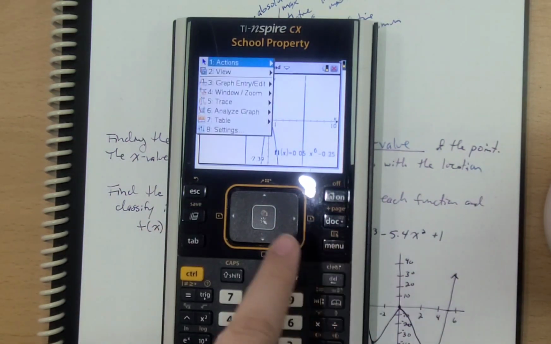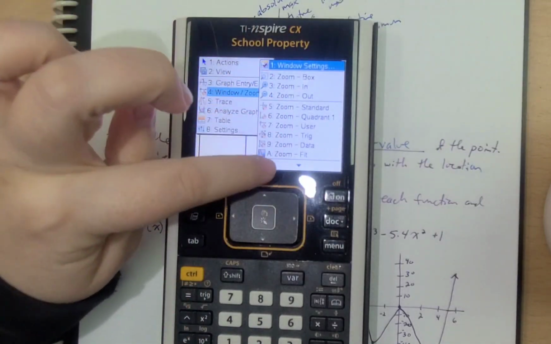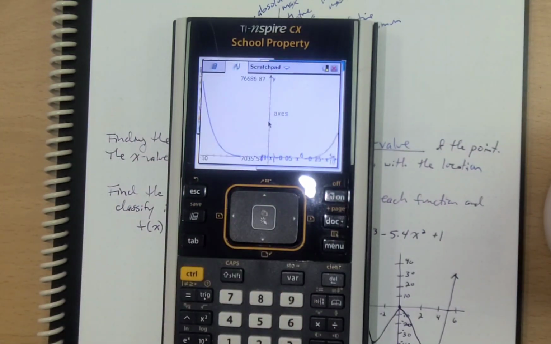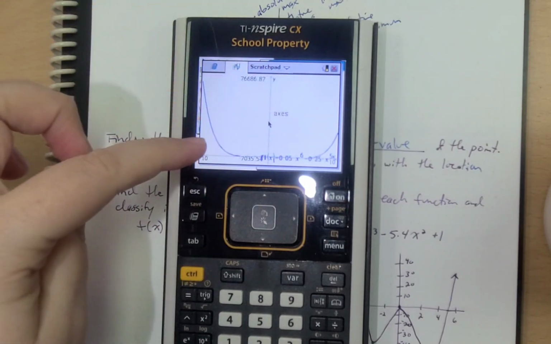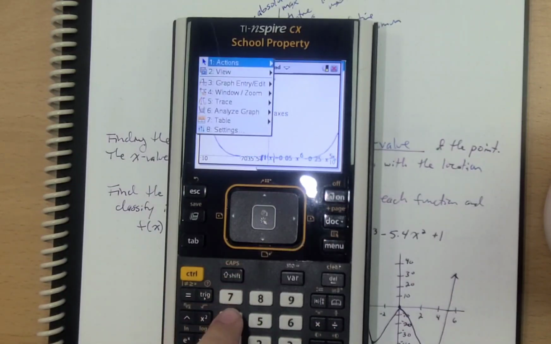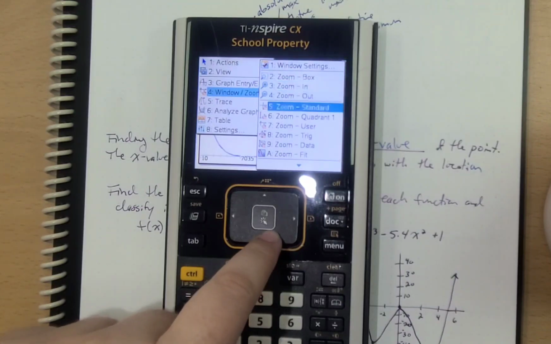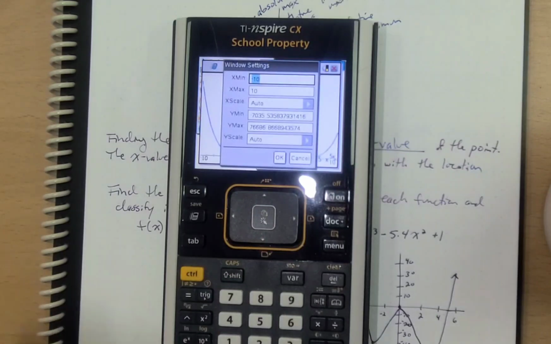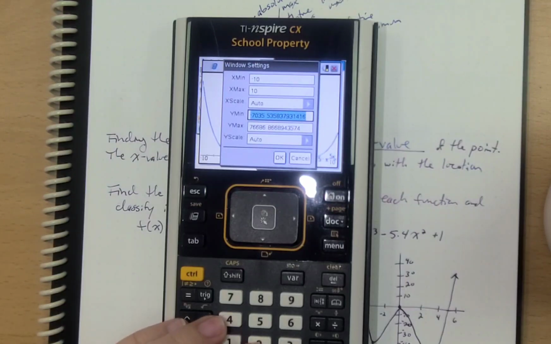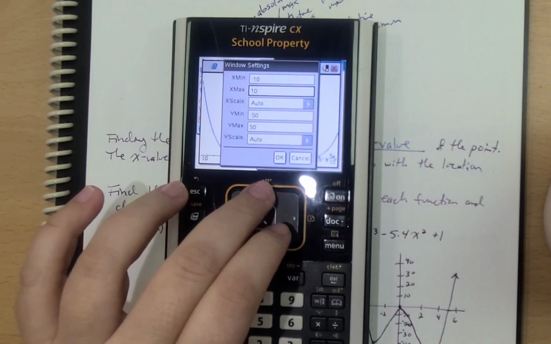So what we can do is go to menu, and then go to window. Window and zoom are kind of similar. If you do zoom fit and then hit enter, it'll fit the entire thing in there. But that actually doesn't help us that much. So instead we go to menu, window, and then our window settings, where we can set our values. Let's say our y minimum will be negative 50, our maximum would be 50, and we'll stick with negative 10 and 10 for x.